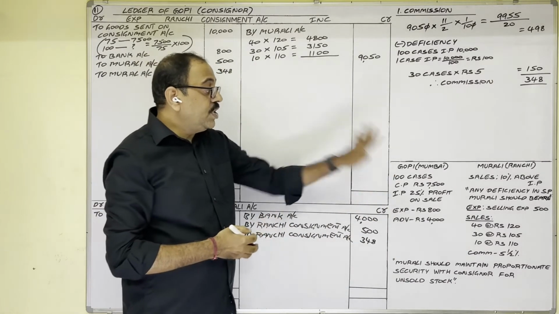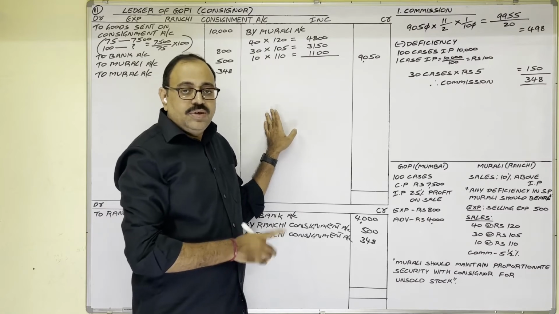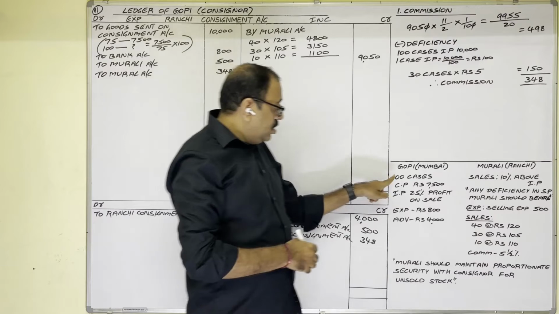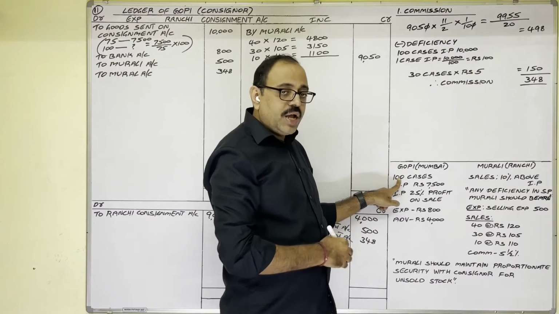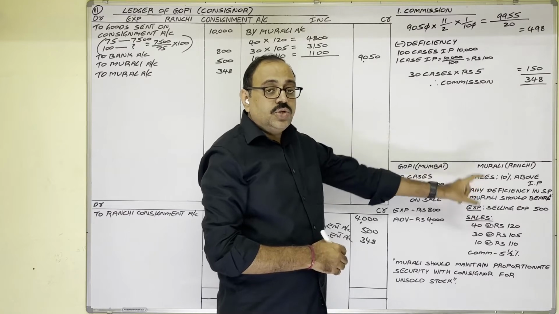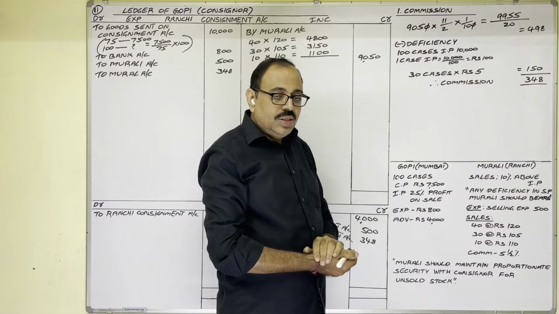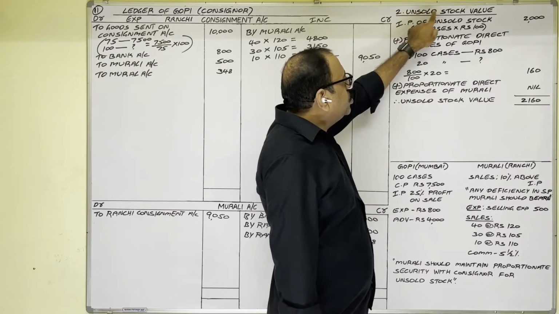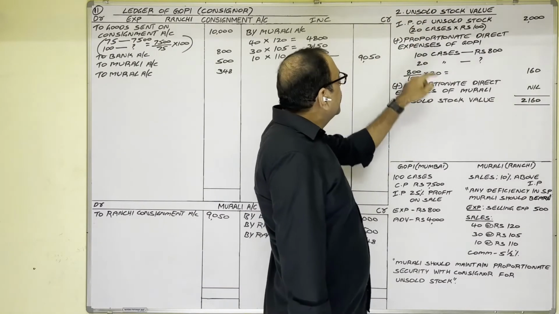So everything we have recorded in consignment account. Finally, we have to calculate the unsold stock. 100 cases were sent by consignor, 80 cases were sold by consignee, so 20 cases are unsold. This 20 cases value we have to calculate now. Second working notes, unsold stock value calculation.